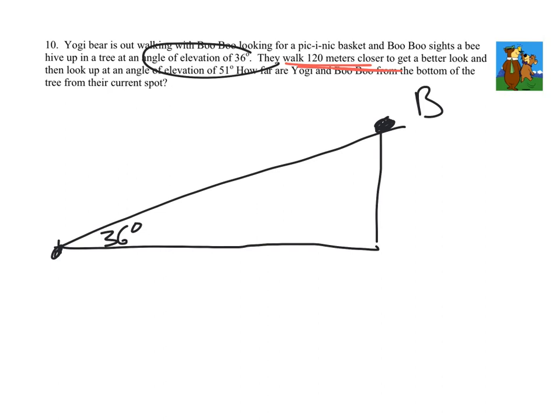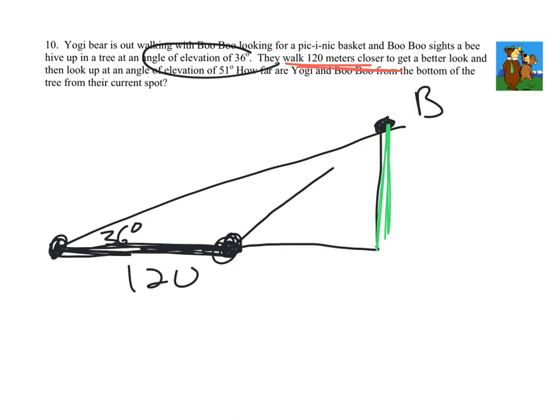So we have our tree. They start off here, they have this angle. Now they're walking 120 meters closer. So this distance here is 120 meters. And they find now from this new point, the angle of elevation is 51 degrees. How far are Yogi and Boo Boo from the bottom of the tree from their current spot?